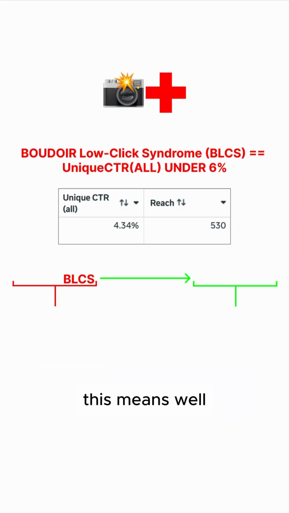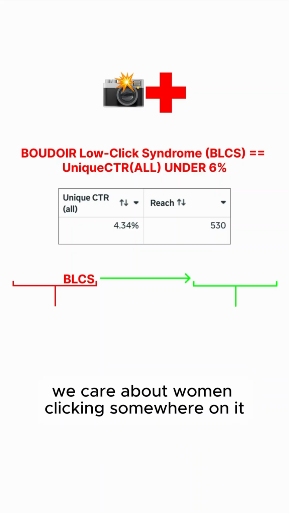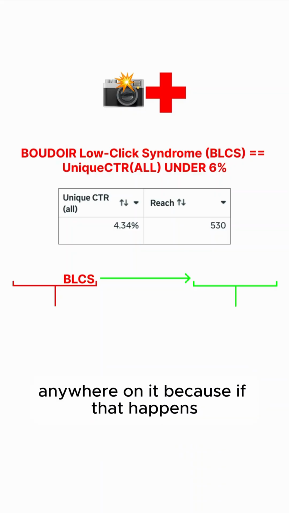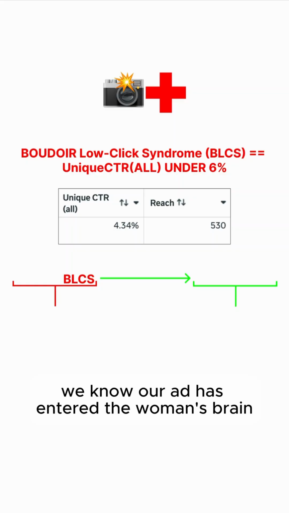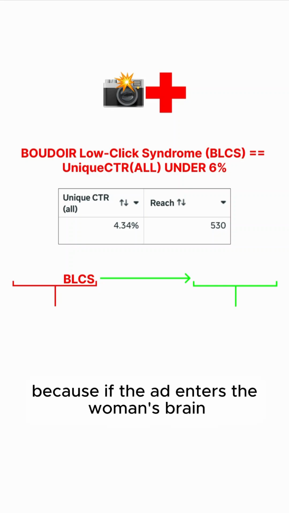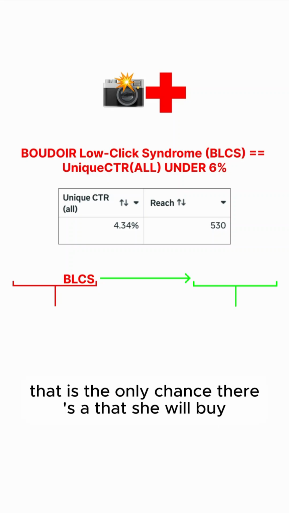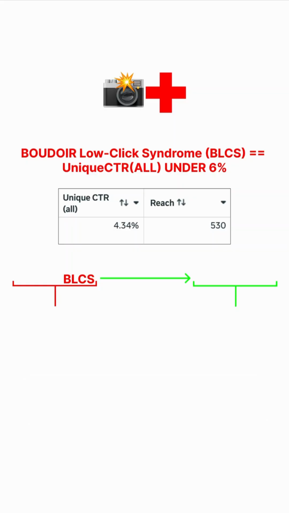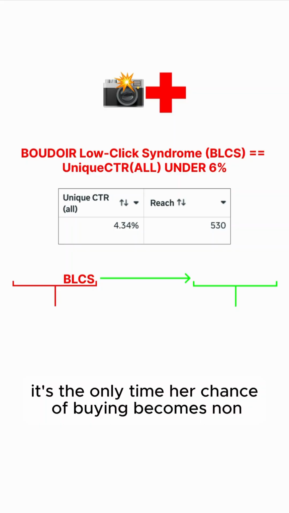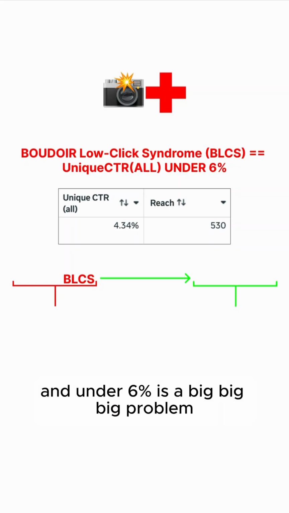This means, well, we care about women clicking somewhere on it, anywhere on it, because if that happens, we know our ad has entered the woman's brain, and we care about that because if the ad enters the woman's brain, that is the only chance there's that she will buy. It's the only time her chance of buying becomes non-zero. And under 6% is a big, big, big problem.